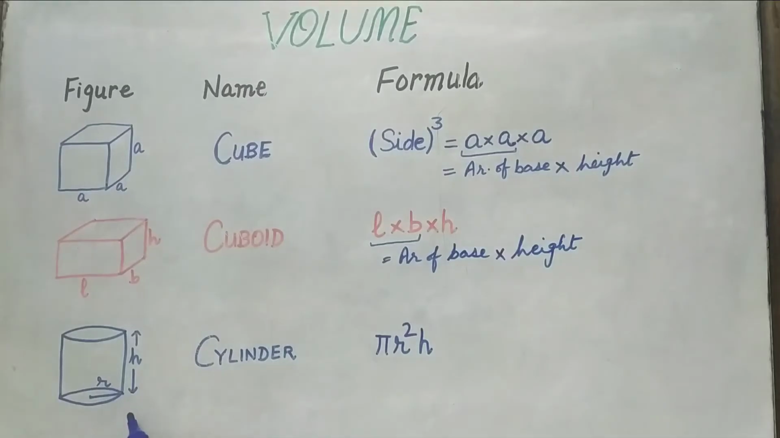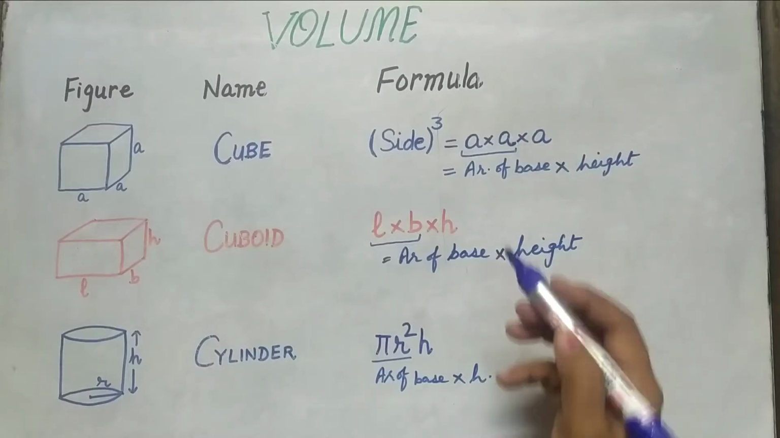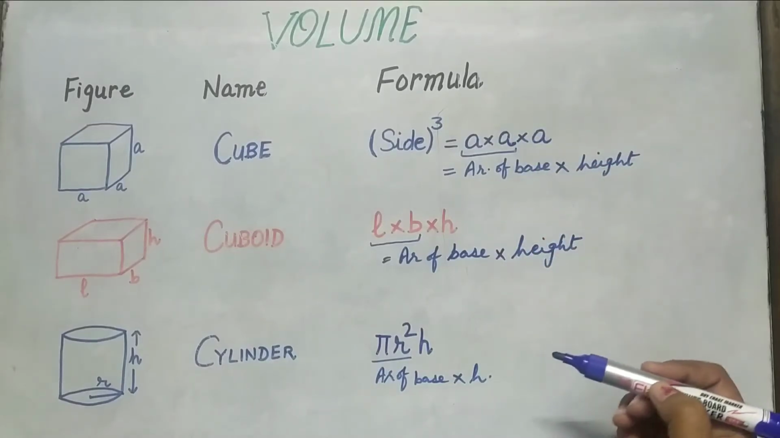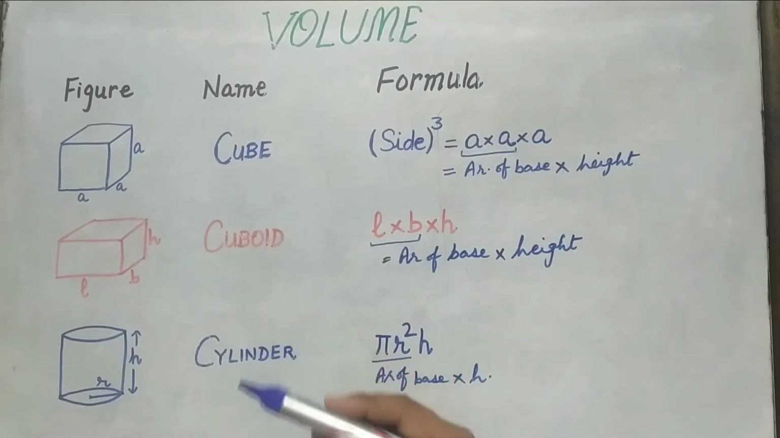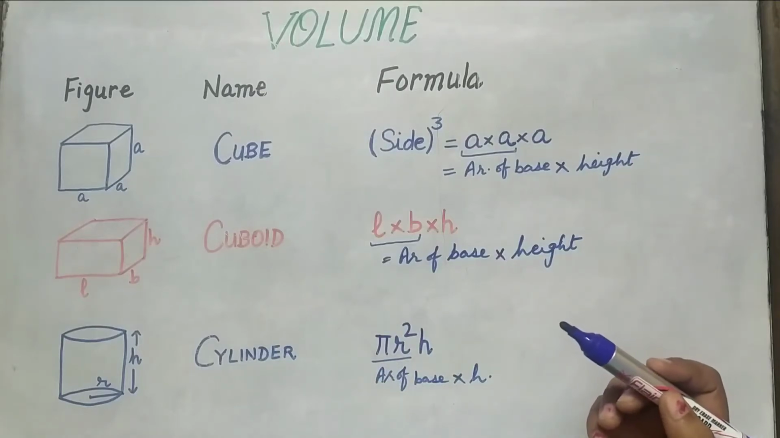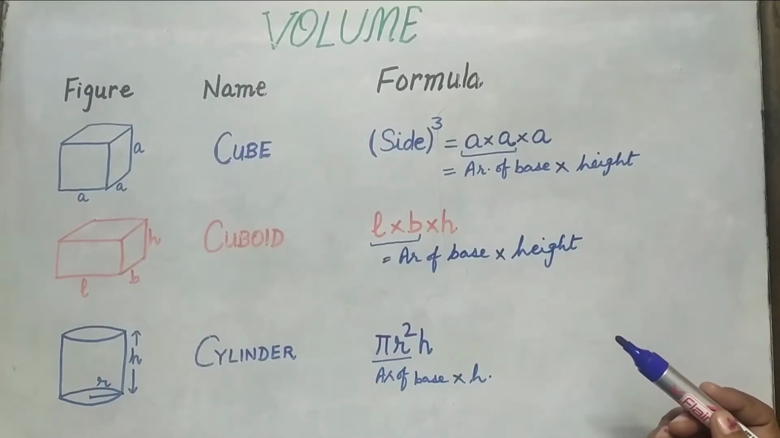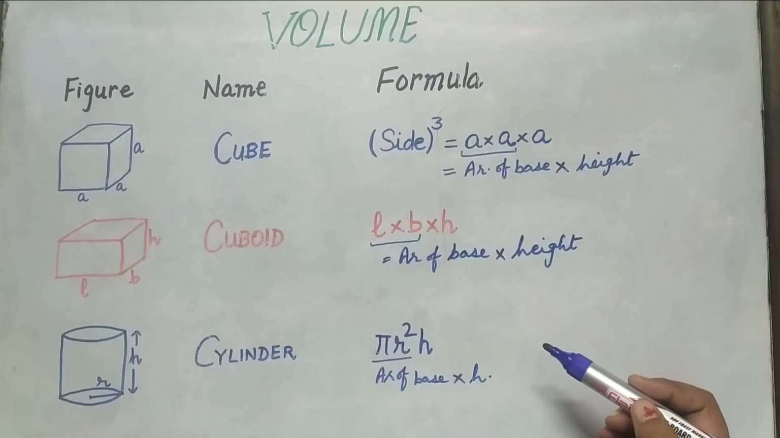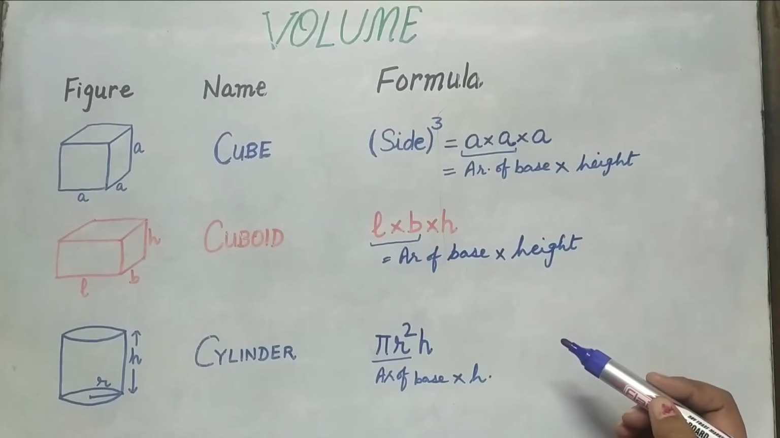The third one is a cylinder whose radius is r and height is h. Its volume will be having the formula pi r square h. Again it is area of base into height. So we have the formula of volume of three-dimensional objects, and please take the screenshot of this page, learn these formulae properly, and let us start the sums.